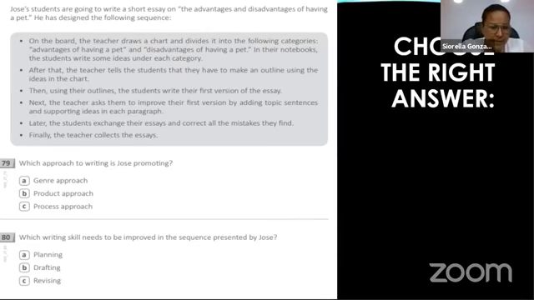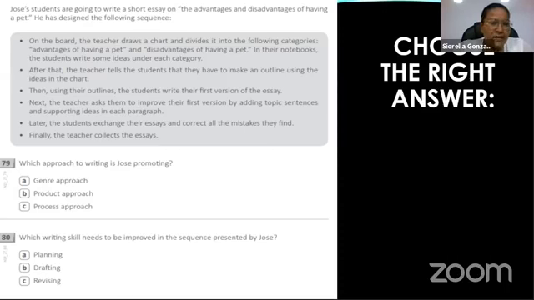Question number 80. Which writing skill needs to be improved in the sequence presented by Jose? Planning? Well, actually, you have it here, right? The outline, then the first version, not really planning. Drafting, well, he does the outline and then the first version and then they exchange. Okay, it's not drafting. What about this? The students exchange their essays and correct all the mistakes they find.